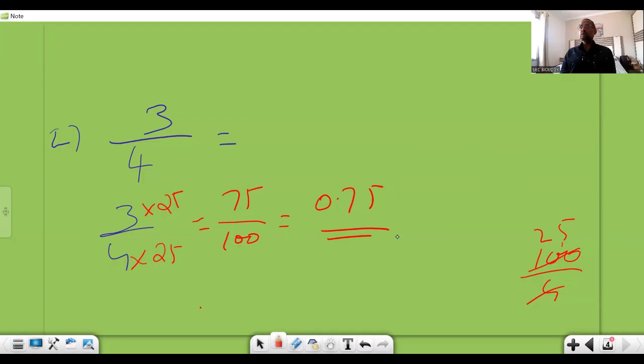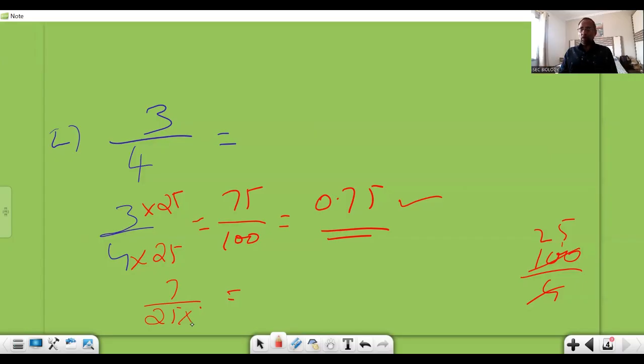Half means 0.5, that is 5 by 10. This is 75 by 100. Is it correct? Yes. Suppose here we have 7 by 25. How can we make this 7 by 25 into a decimal? You can follow the same method I told you: make the denominator 100, 1000, like that. I can make this 100, I think.